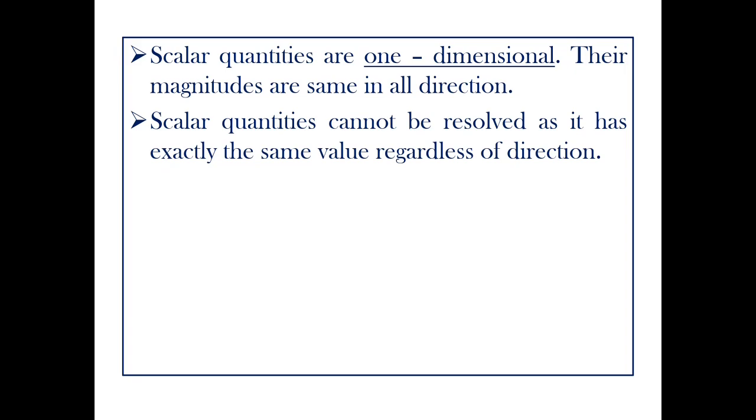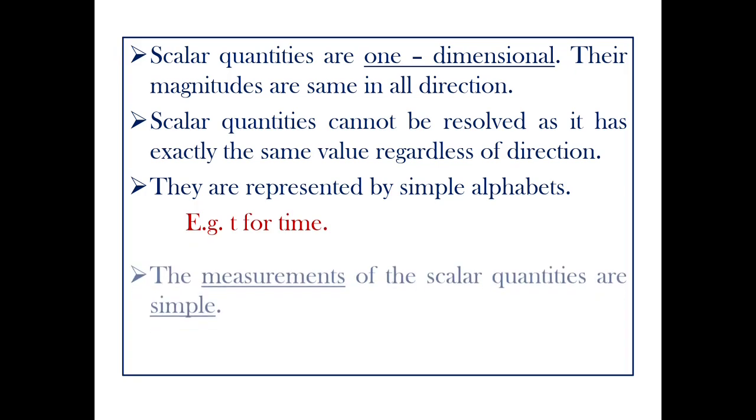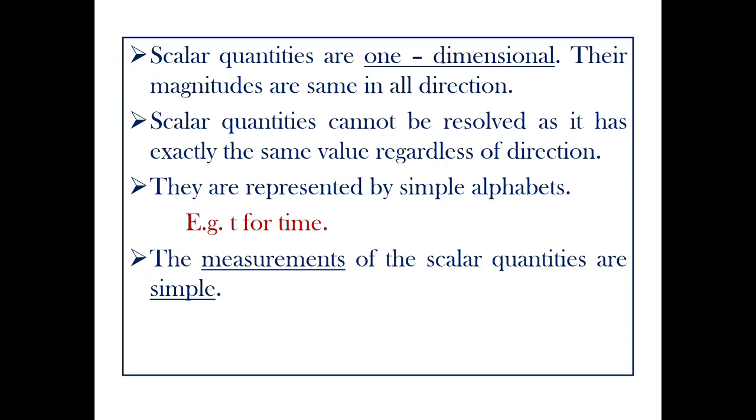and we cannot resolve scalar quantities into two components like a horizontal component and vertical component, as these quantities have the same values regardless of any direction. And a scalar quantity is represented by simple alphabets. For example, t for time, capital T for temperature, capital M for mass. And the measurements of the scalar quantities are very, very simple.